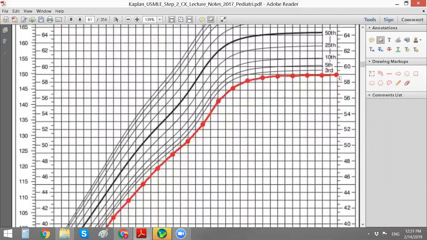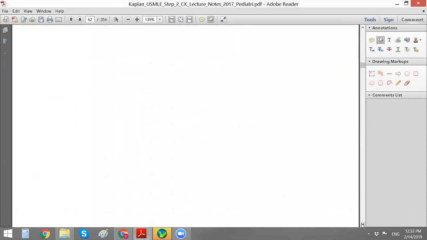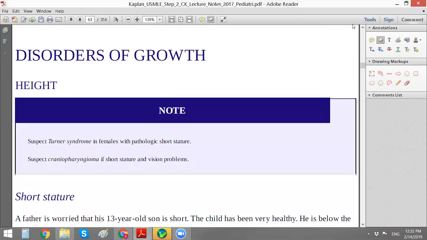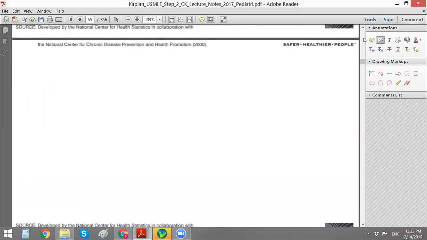Yeah, so this person is of short stature. He is following the line, if there's no jump or jumping, going down. Okay, and then disorders of growth. I'll just have a look at the table again.